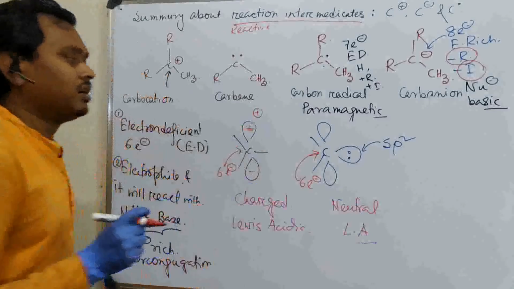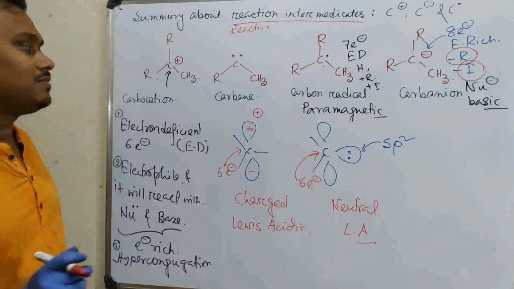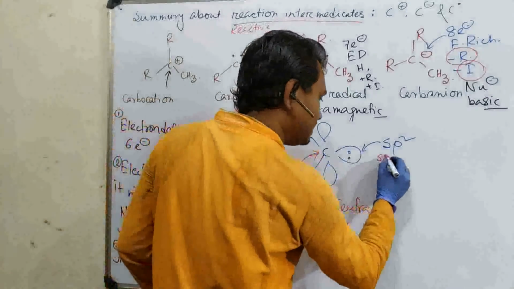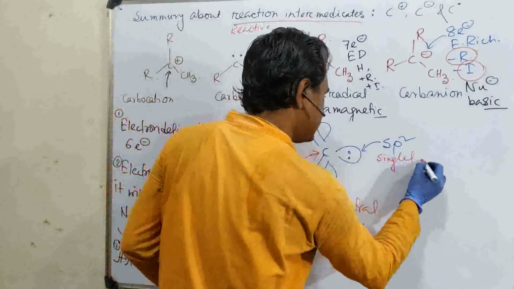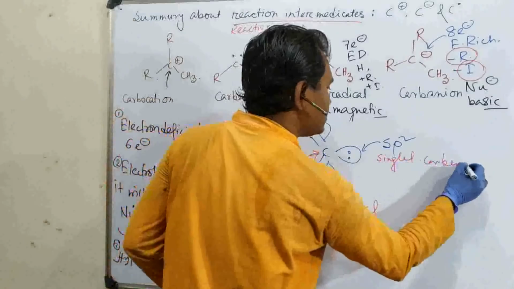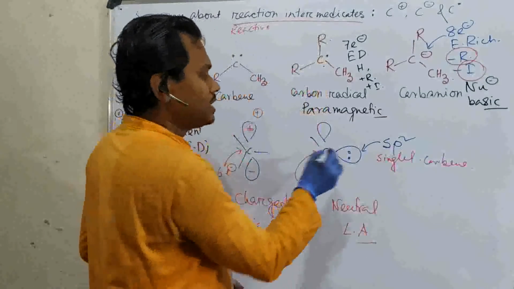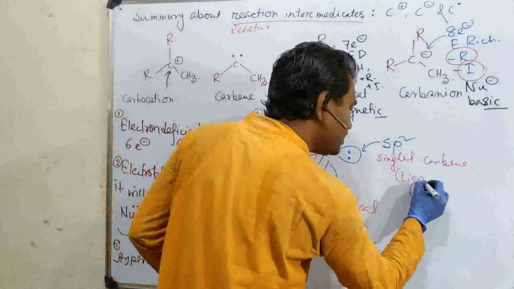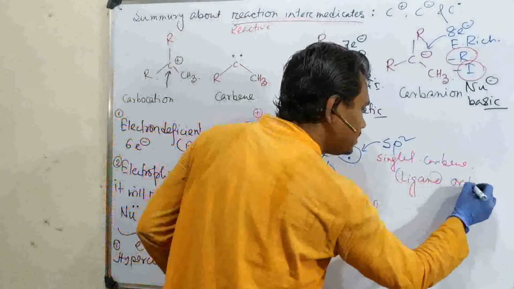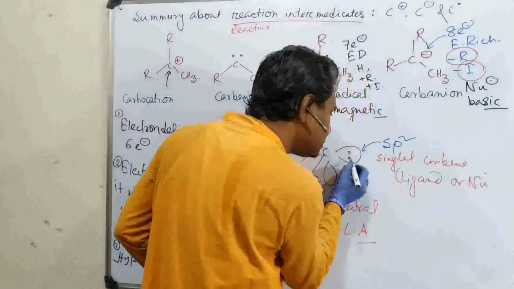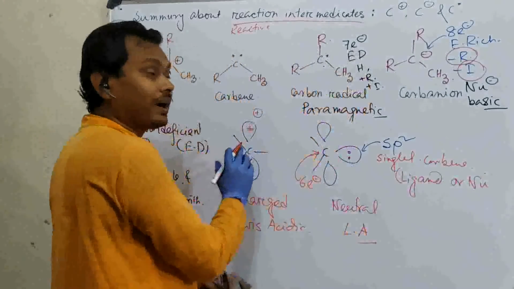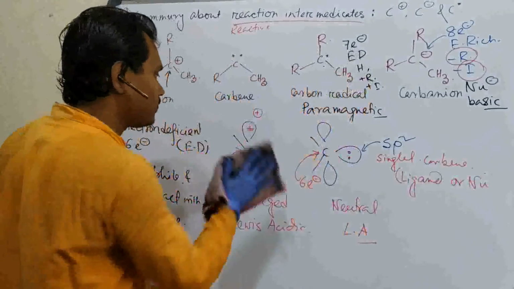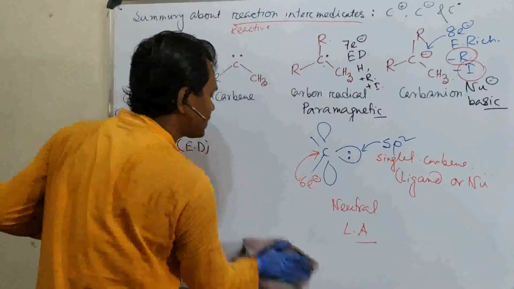But the interesting point comes because of this. Actually, I am considering here a singlet carbene, I will come to it. So it can act as a ligand or nucleophile also. Why? Because of this lone pair. But a carbocation cannot. Now let's go to another variation of this carbene.